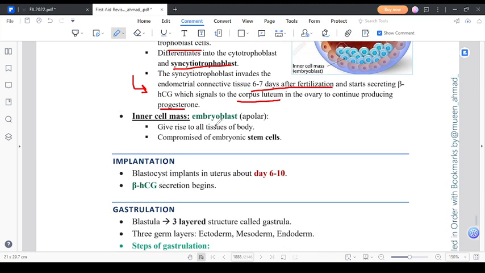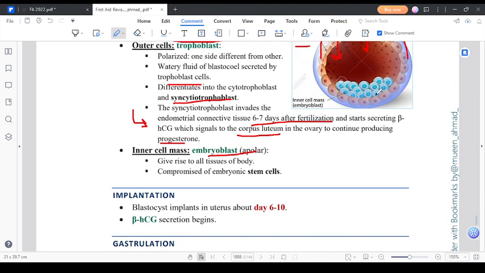Then the inner cells, the embryoblast, the polar or apolar, I don't know exactly. This particular cell mass is the embryoblast. It gives rise to all tissues of the body and comprises the embryonic stem cells. This is where all of the cells of the body will be formed. It will be divided into the germ layers, the ectoderm, the mesoderm and the endoderm, and all of the morphogenesis will take place through this pole.